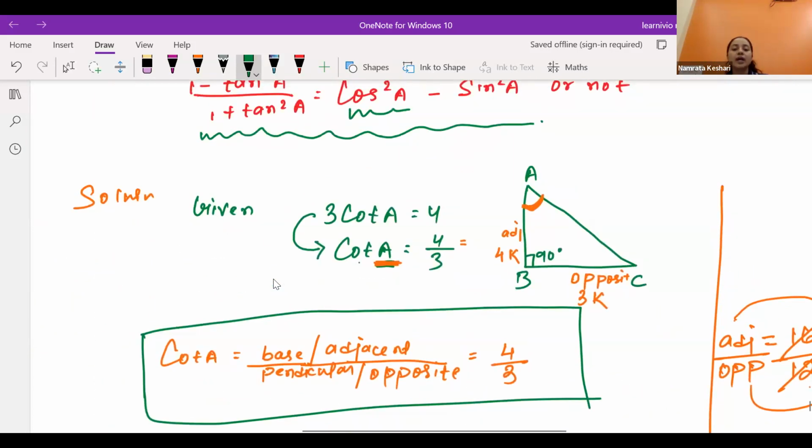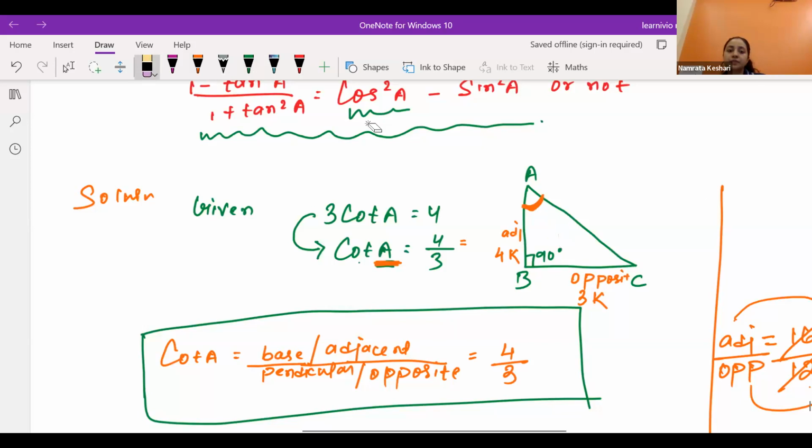Now come to our triangle. Keeping in mind that angle A is mentioned in our question, we first decide what the adjacent side is and what the opposite side is. See, I have marked angle A over here. With reference to angle A, the opposite side is BC and the adjacent side is AB. So you can see there we have written 3k, 4k and all. Is it clear so far?